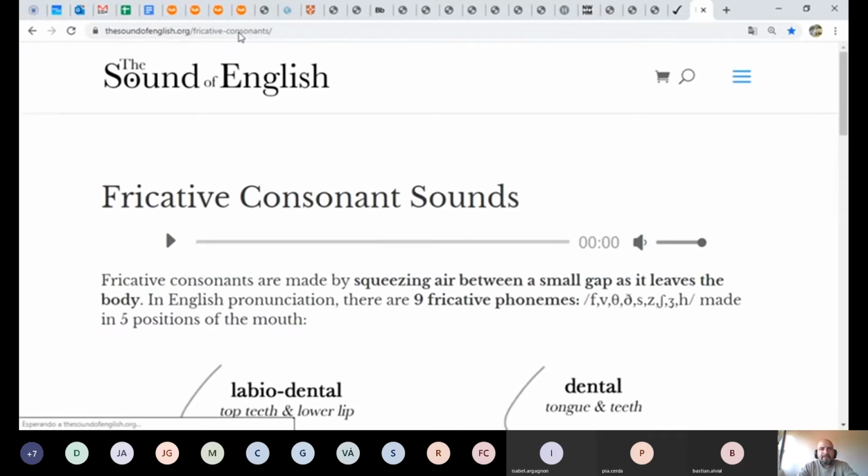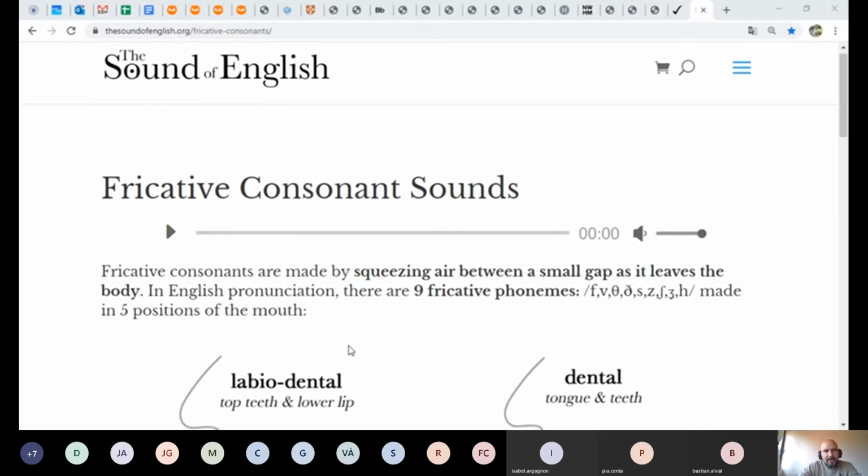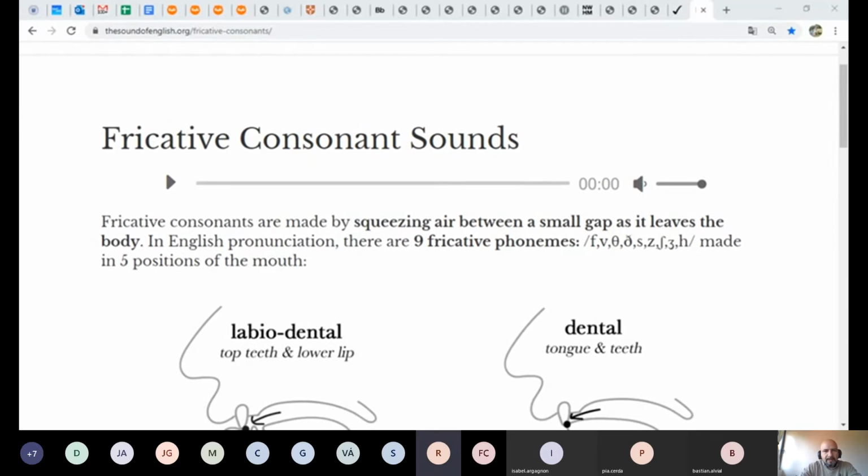Fricatives. Okay, right here. I don't know if you're seeing a website that says fricative consonant sounds now. Yes? Okay, wonderful. Can you hear the sound? Yes? Okay, good, perfect. Here we go.